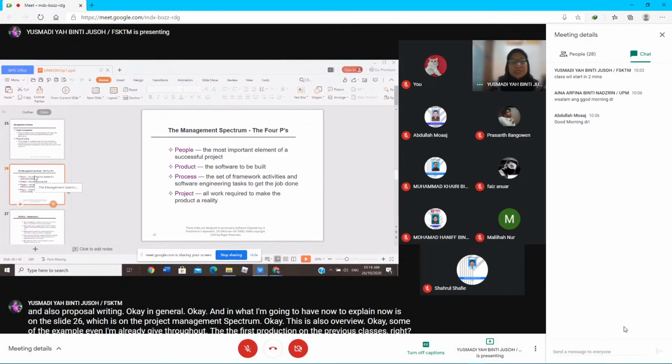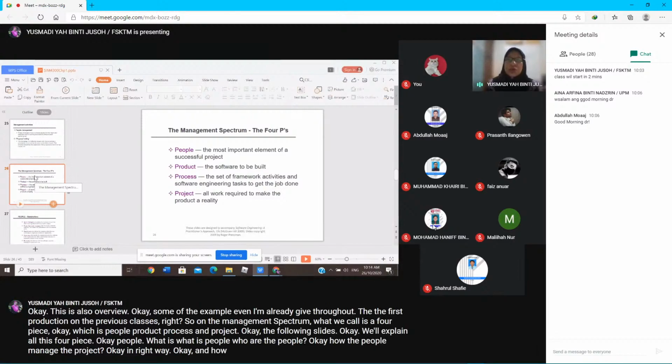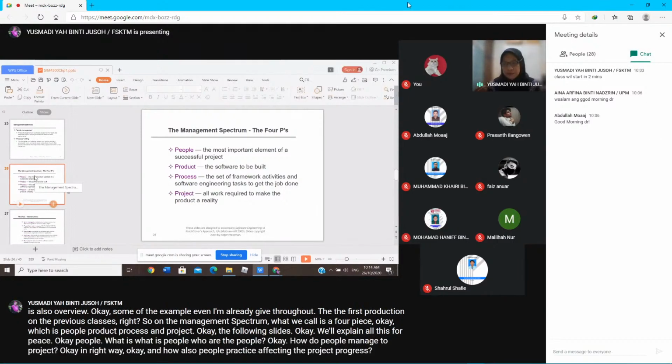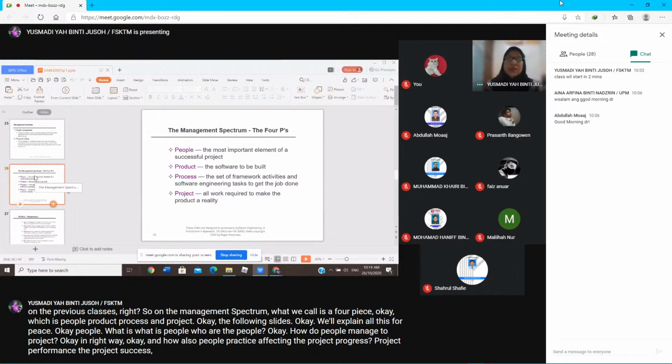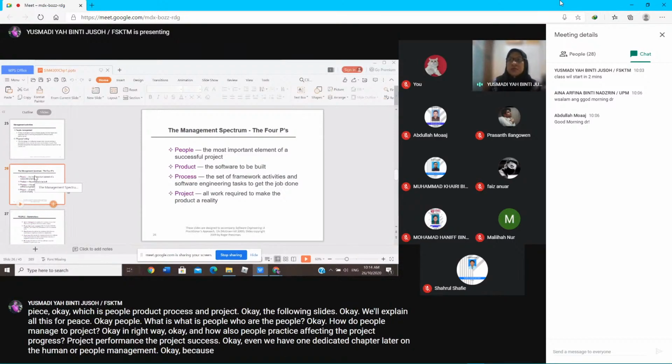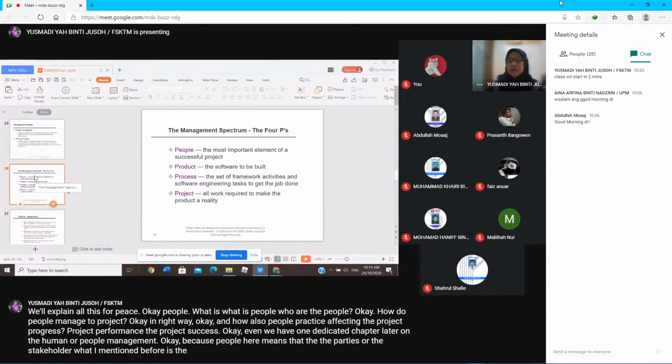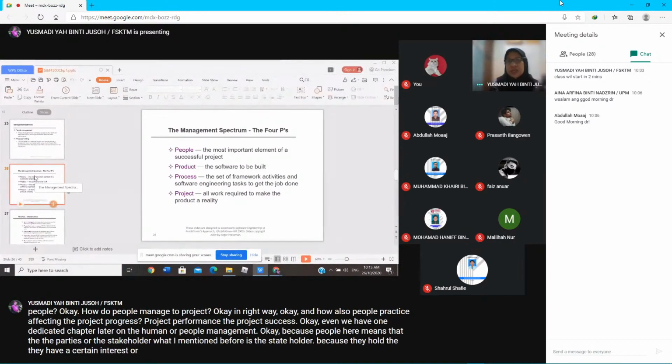Okay, people. What is people, who are the people, how do the people manage the project, in what way, and how also people factors affect the project progress, the project performance, the project success. Even we have one dedicated chapter later on human or people management, because people here means the parties or the stakeholders. What I mentioned before is the stakeholder, because stakeholders have a certain interest or importance to the project.